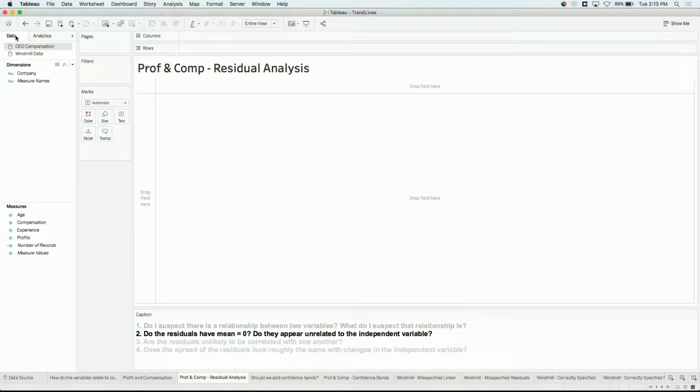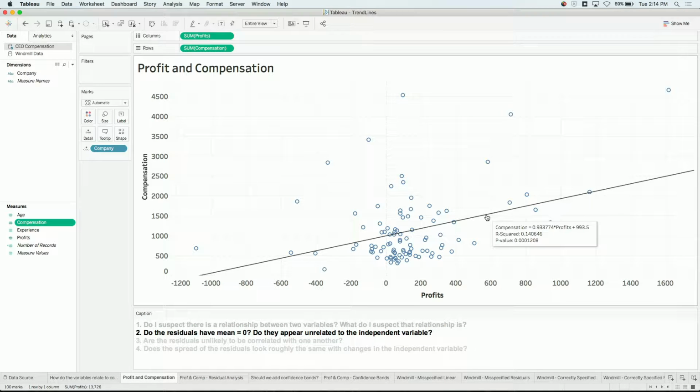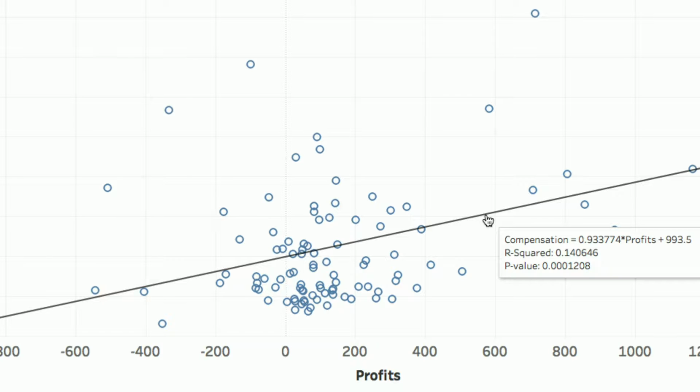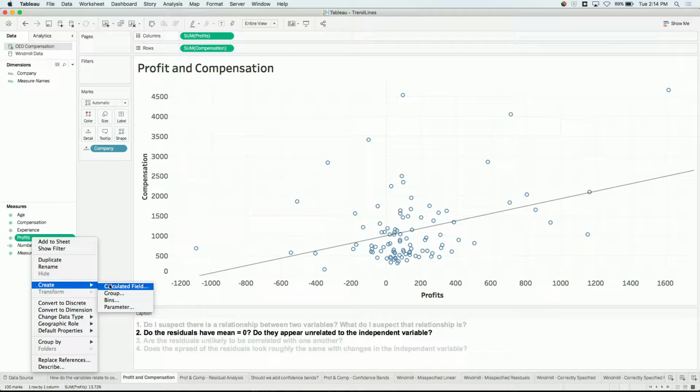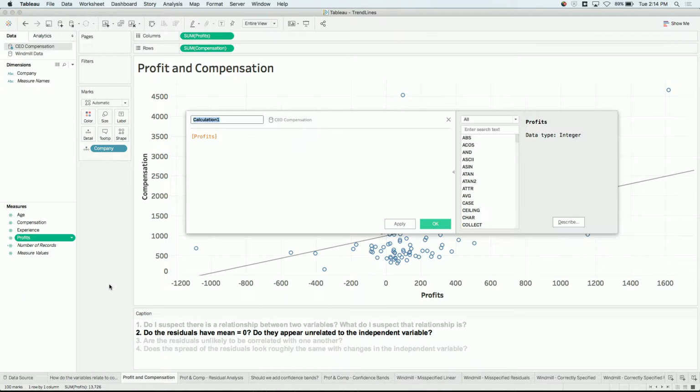The difference between the dependent variable value and my fitted values. The dependent variable is right here, that's compensation. So all I need to do is compute the fitted values, and then I can just subtract the two. And of course, the fitted values are given by the equation of the line at the very top of the tooltip. Something times profits plus some constant. So I'm going to create a calculated field on profits. Let's call this fitted values.